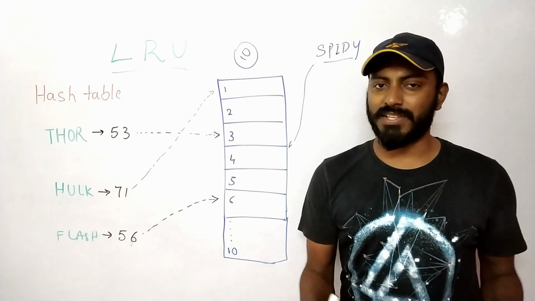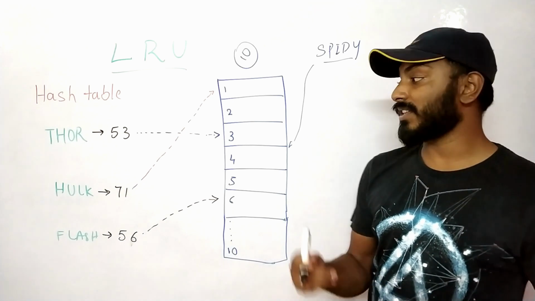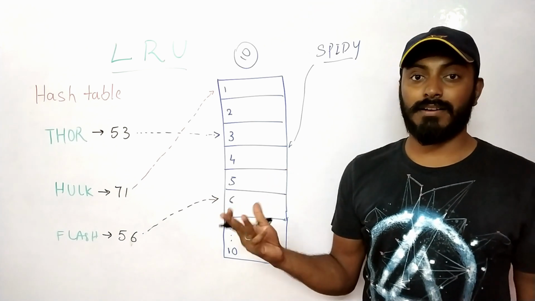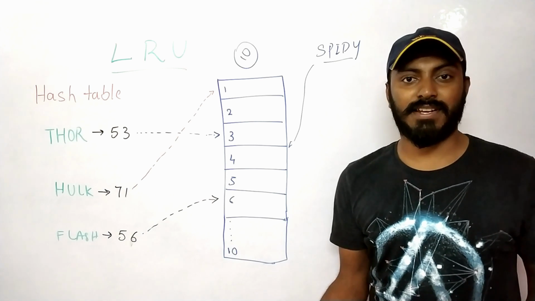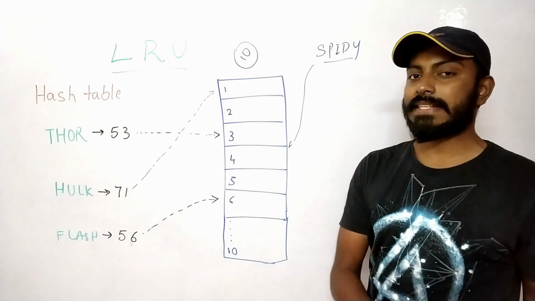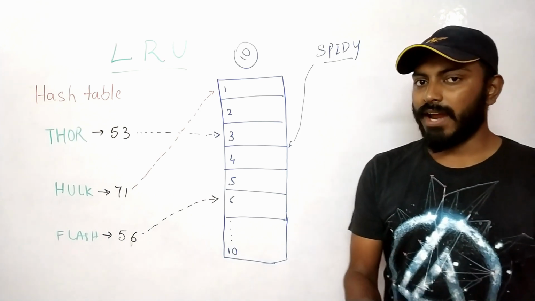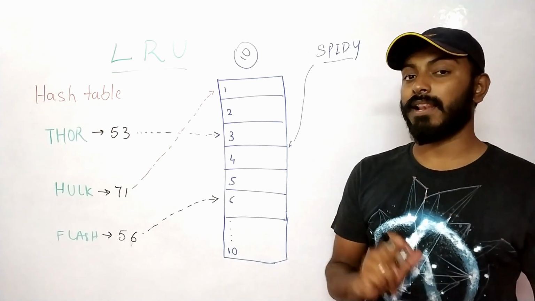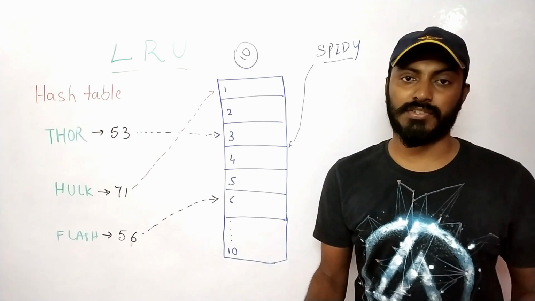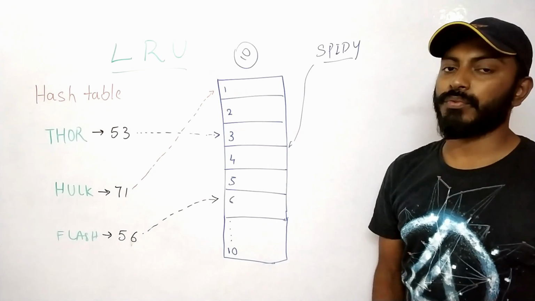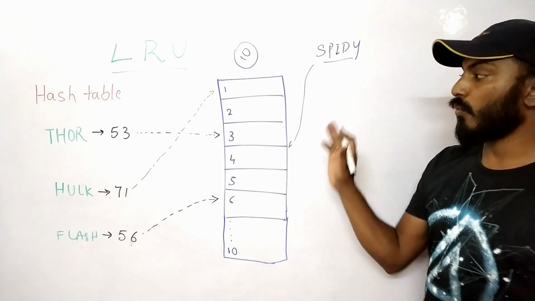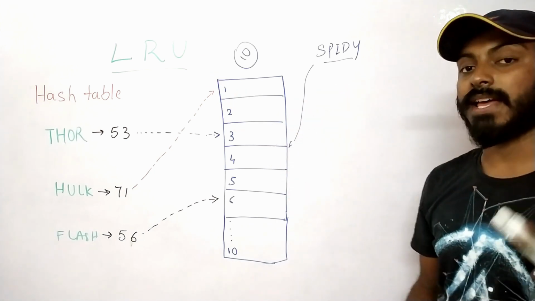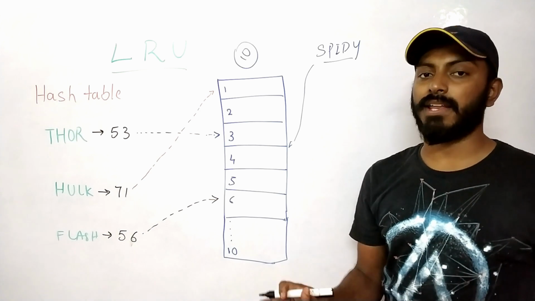So how do we solve this problem of figuring out what key was accessed, what key was not accessed at all, or what key was least accessed? To do that, let's take something which we know, that is a bidirectional linked list. So to implement LRU, we need two data structures. One is a hash table and the other is a separate linked list, which is bidirectional.